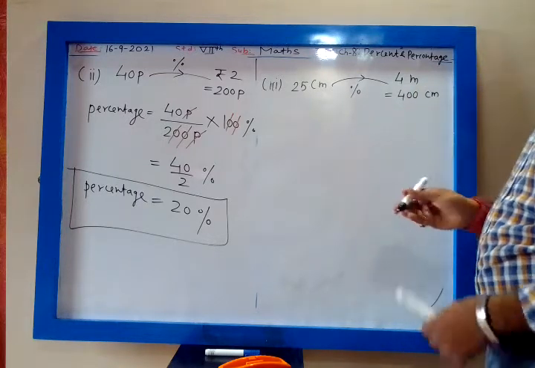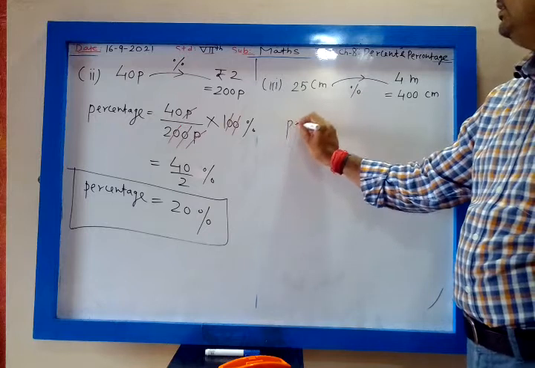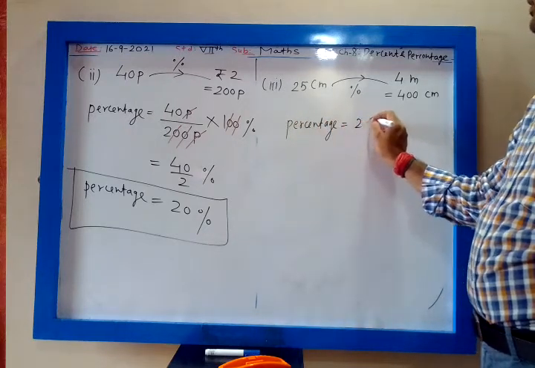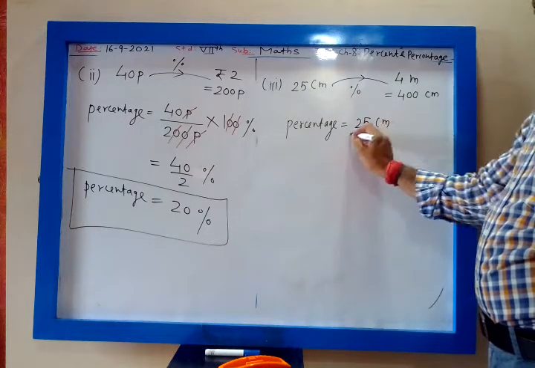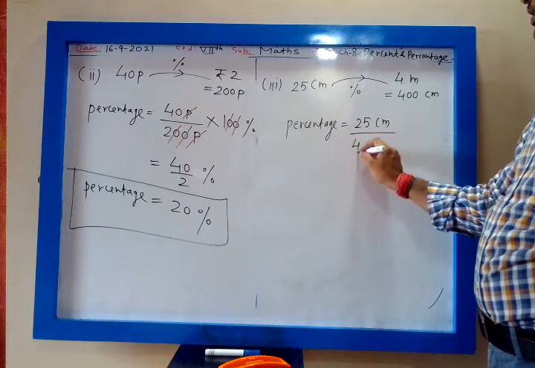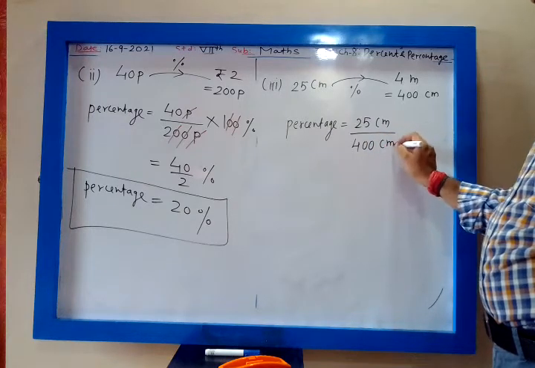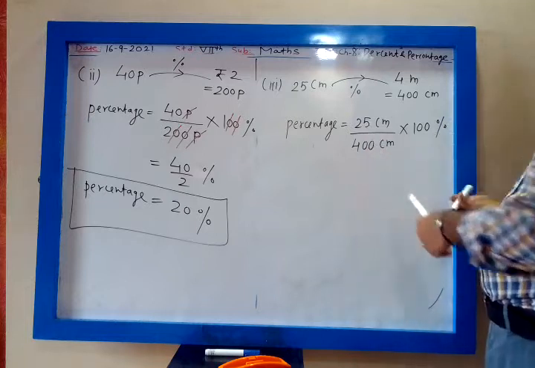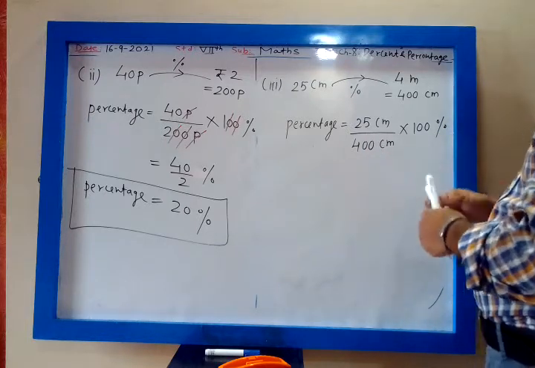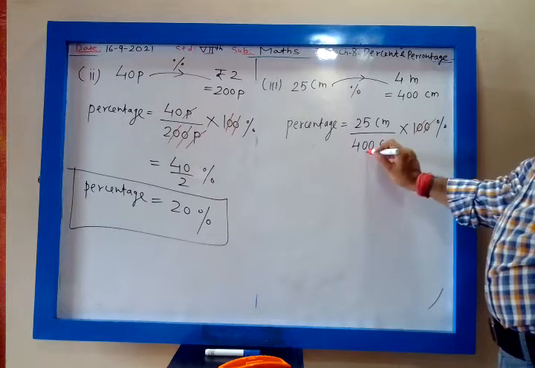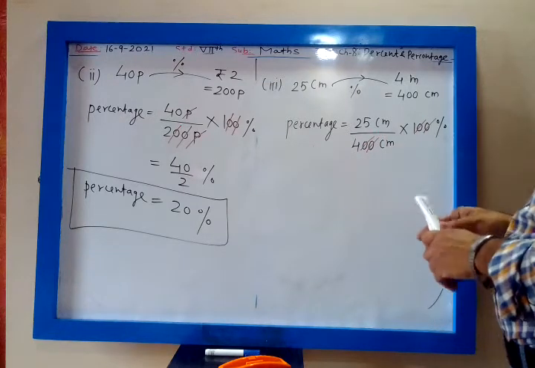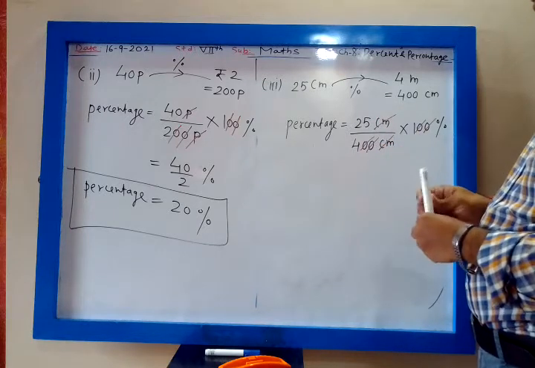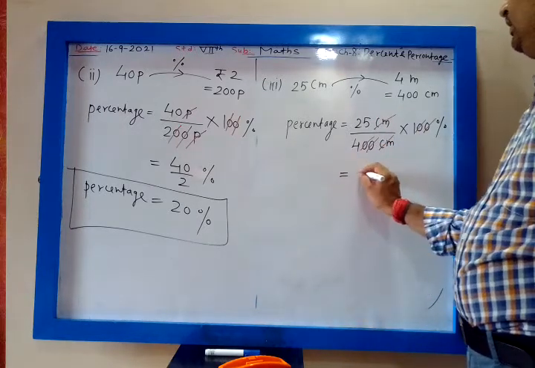Now this is centimeter. So now let us calculate percentage. Percentage will be smaller one in the numerator, 25 centimeter upon 400 centimeter multiplied by 100%. This is the fraction, 25 upon 400. So 2 zeros get cancelled, centimeter get cancelled. So 25 upon 4%.